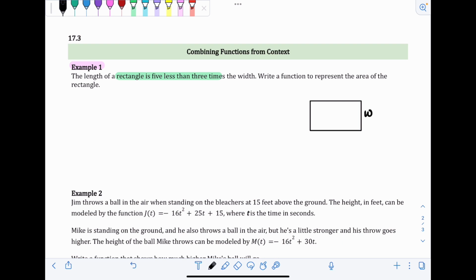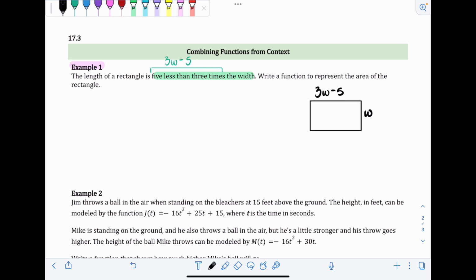And then we want to write the length in terms of w, or in terms of the width. Because it says 5 less than 3 times the width, that would be 3 times the width, so 3w, and then minus 5. So 5 less than 3 times the width is 3 times the width minus 5. So this will be 3w minus 5.